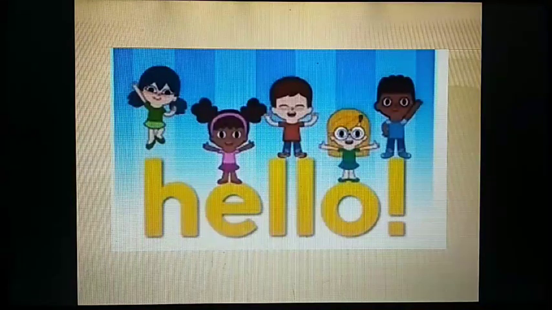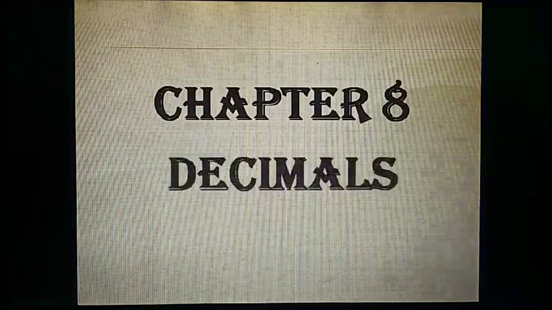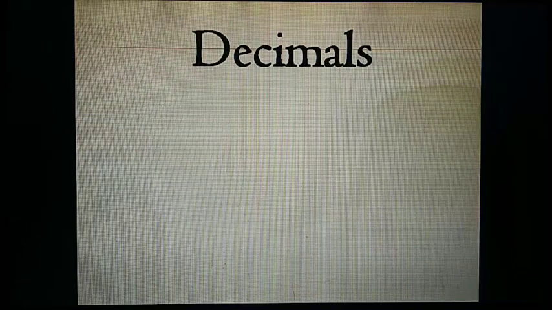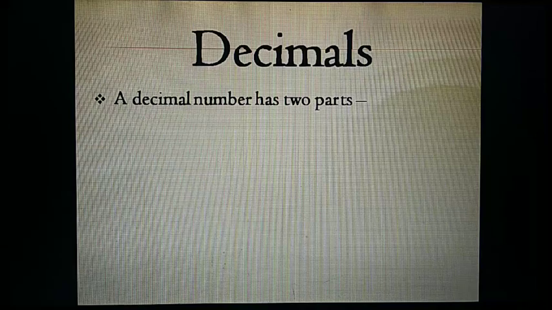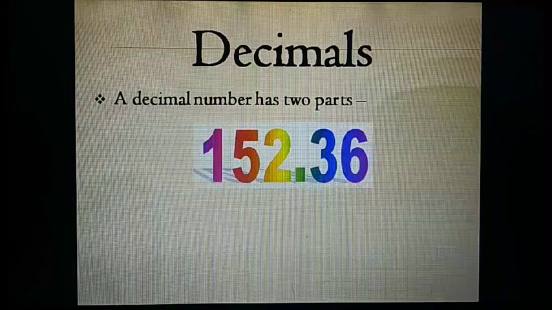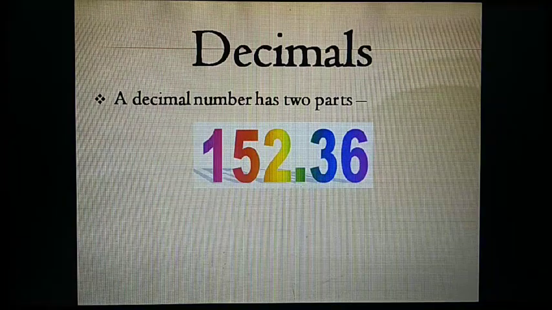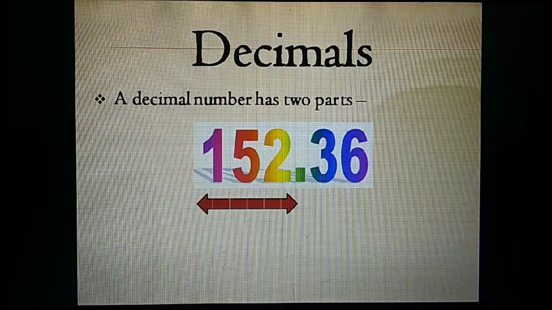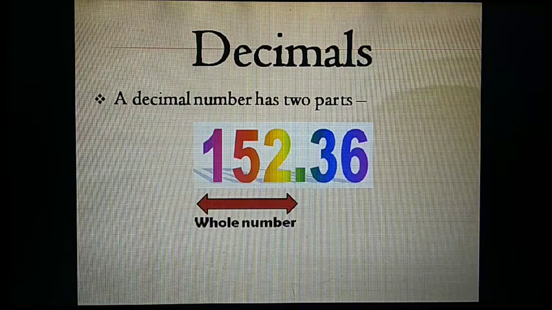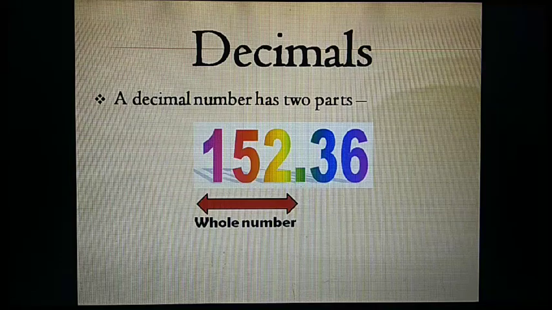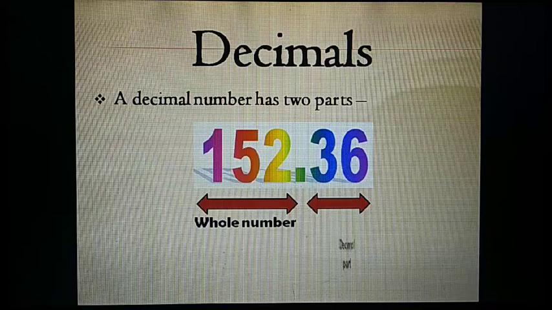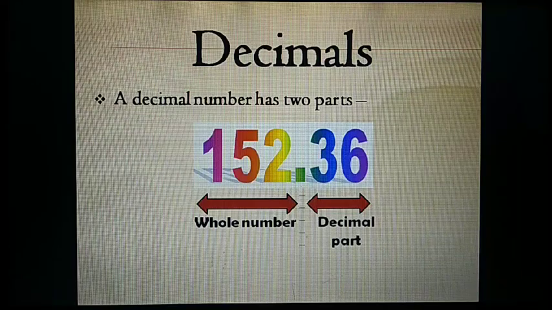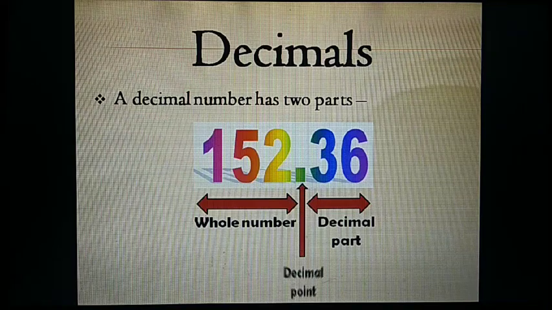Today we will start with Chapter 8 Decimals. Now, what is decimals? A decimal number has two parts. Let's take an example: 152.36. The part to the left of the point is a whole number part, and the part which is to the right of the point is a decimal part. Here, the point is a decimal point.